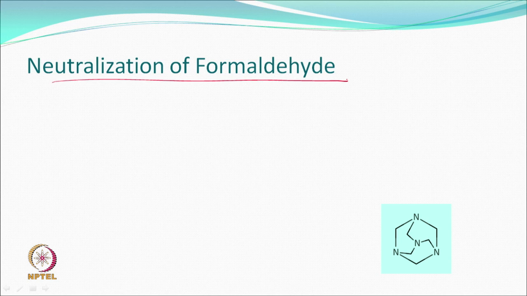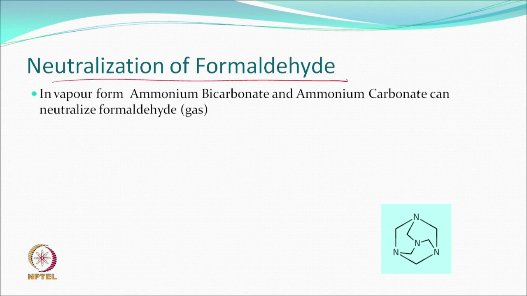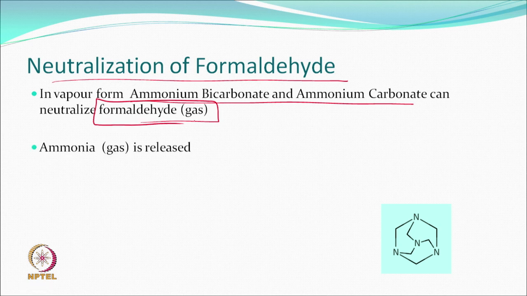And how does it happen? Well, if you use ammonia, so you have ammonium bicarbonate, ammonium carbonate, and if this is available, for example, formaldehyde in vapor form, can react with what? These carbonates and bicarbonates can release ammonia.